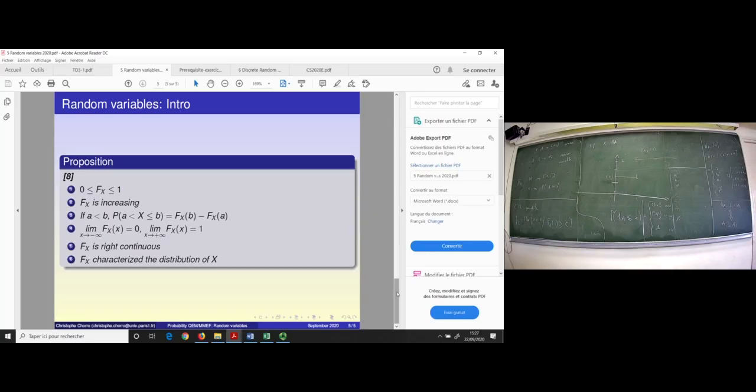Okay? We are going just to prove the first three, which are very basic ones. So I just keep the definition on the board. We are going to prove the first three.